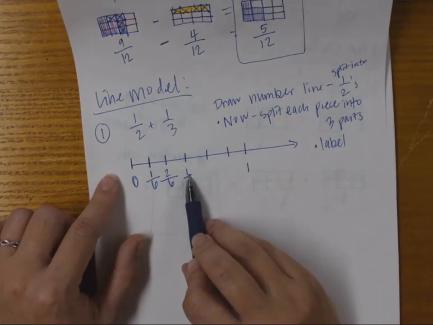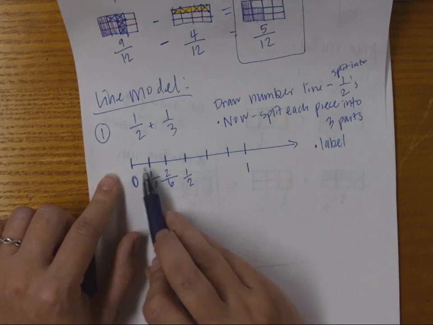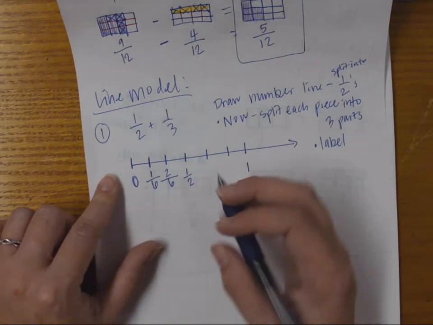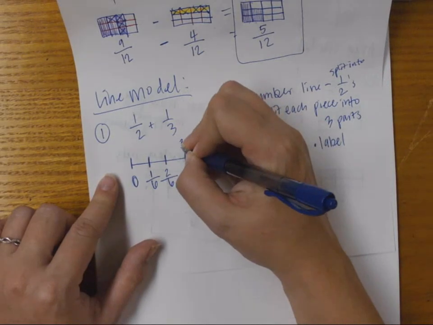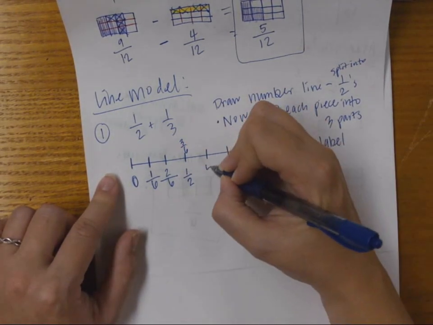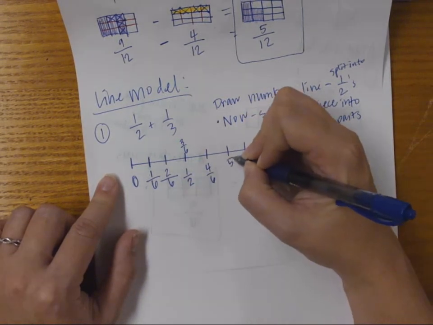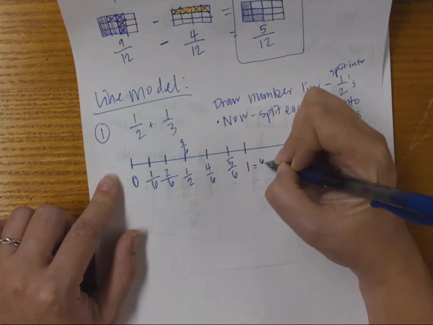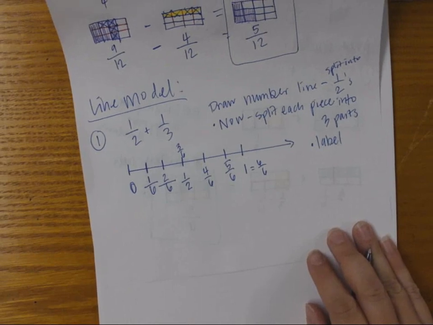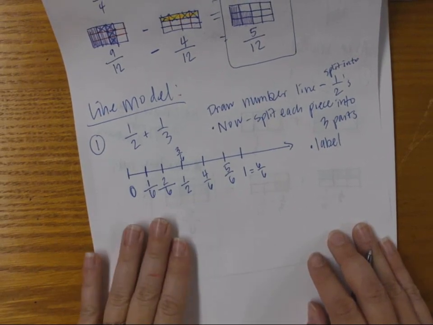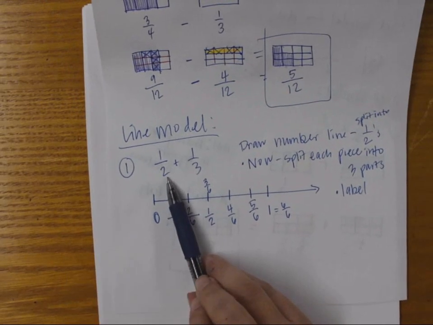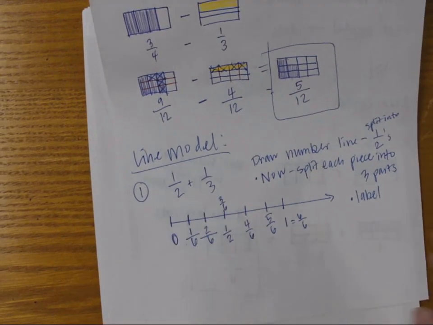This part right here, I already have it labeled, but I could call it something different. It's 1, 2, 3 parts, 6 make a whole. So I could also write this as 3/6 if I wanted to. This would be 4/6, this would be 5/6, and a whole could also be called 6/6. Okay, so once you have it labeled, now I need to draw a 1/2 and add a 1/3 to it.